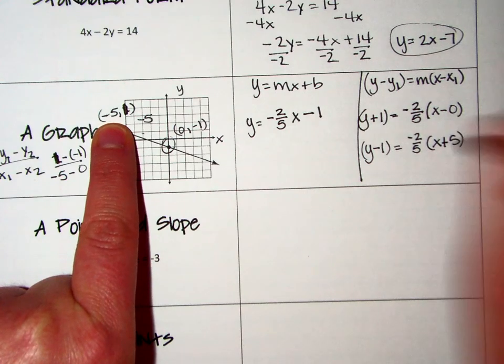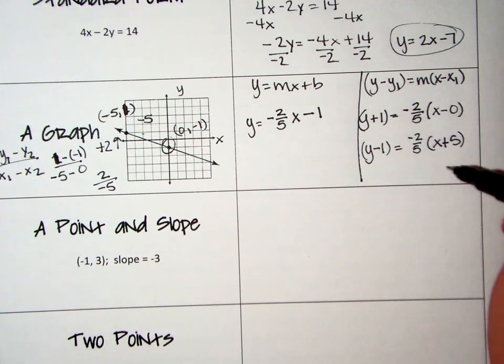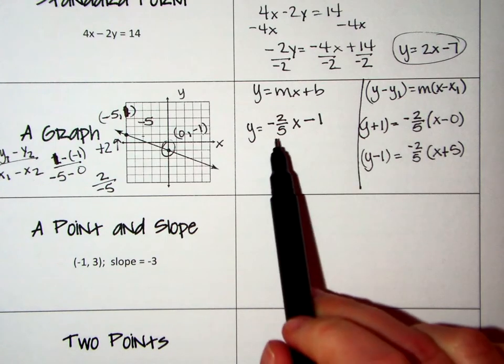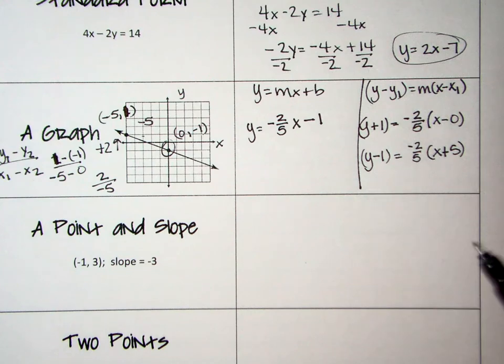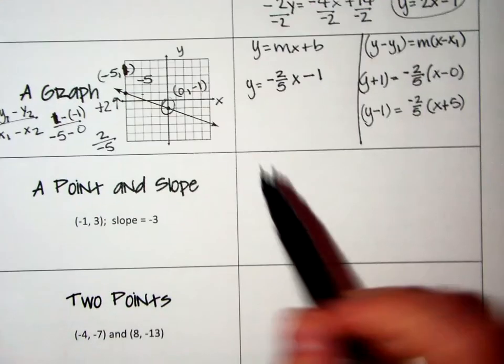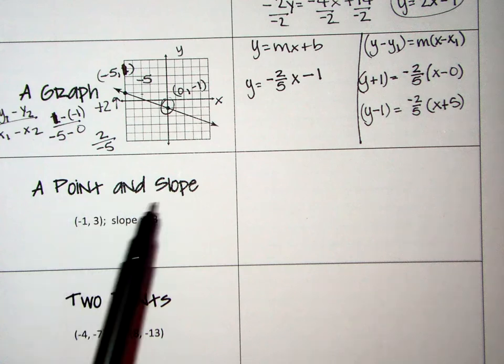If I solved either of these out, I would get back to this equation here if I solve this equation for y. I apologize. First video in a long, long time. Point-slope form. Given a point, given slope.